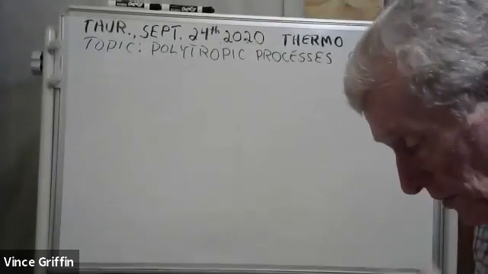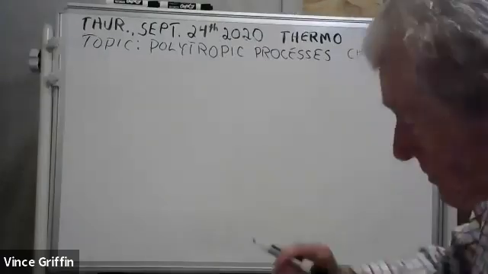Mr. Griffin? Yes. Can you go over the homework problem 3-38? You want me to go over 3-38? Yeah. I'll be glad to. Just the PV diagram. Okay, why don't I do that?